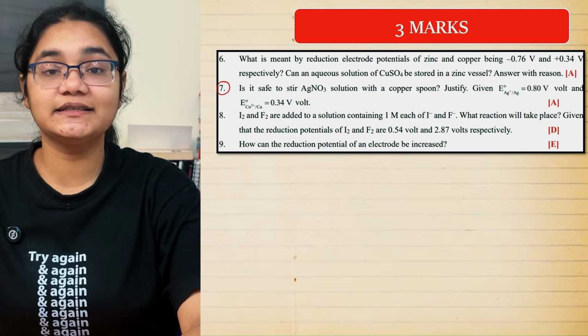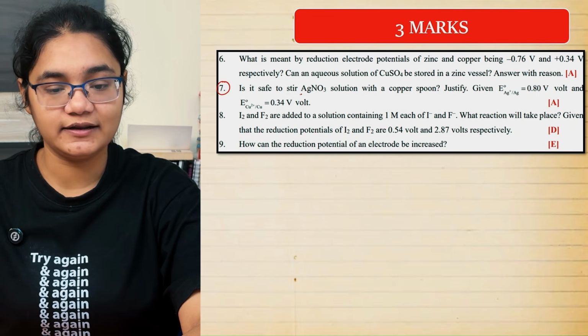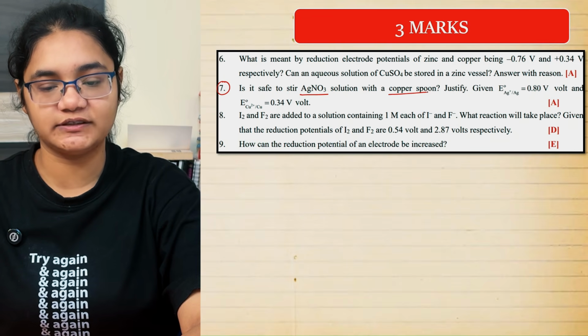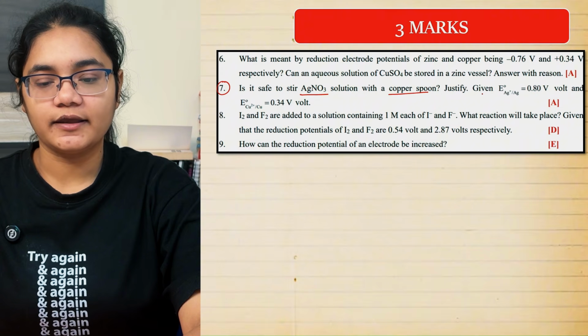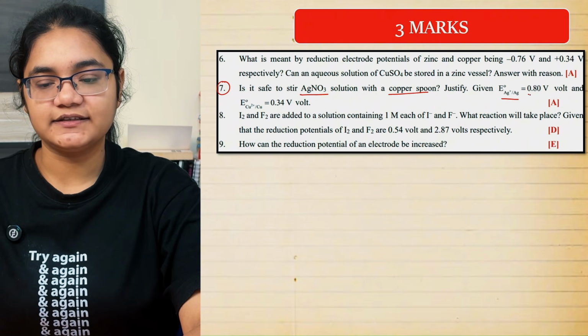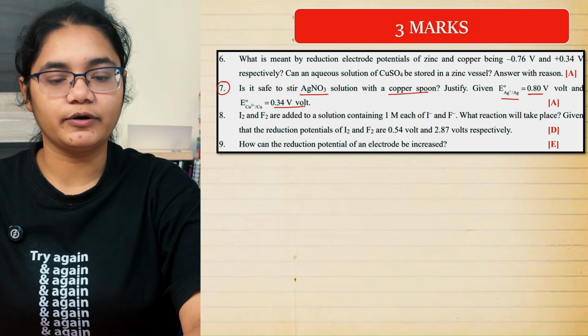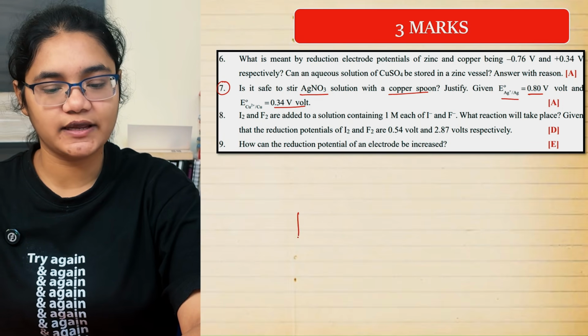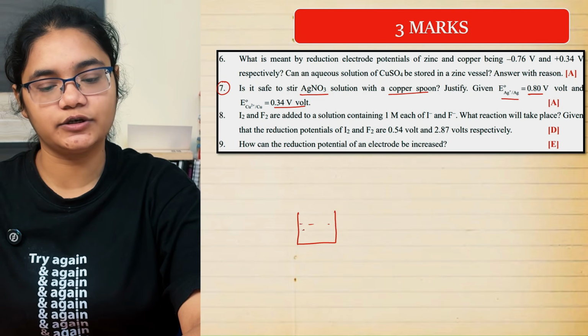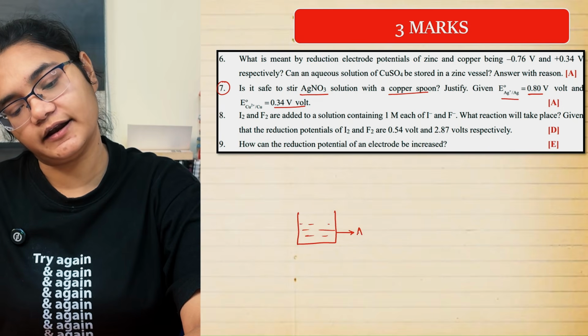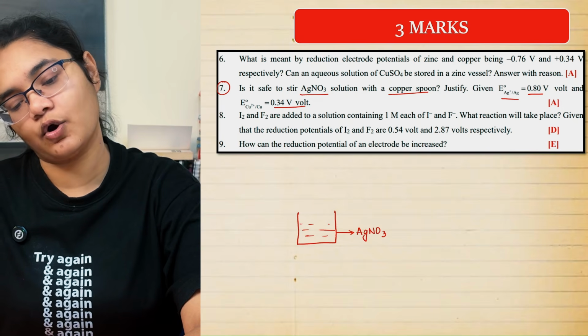Now let's see question number 7 here. Is it safe to stir silver nitrate with a copper spoon? Okay. Given the Ag plus/Ag potential is 0.8 volt and copper is 0.34 volt. Okay. Now see, suppose we have a silver nitrate solution. Okay. This is a silver nitrate solution and we have a copper spoon.